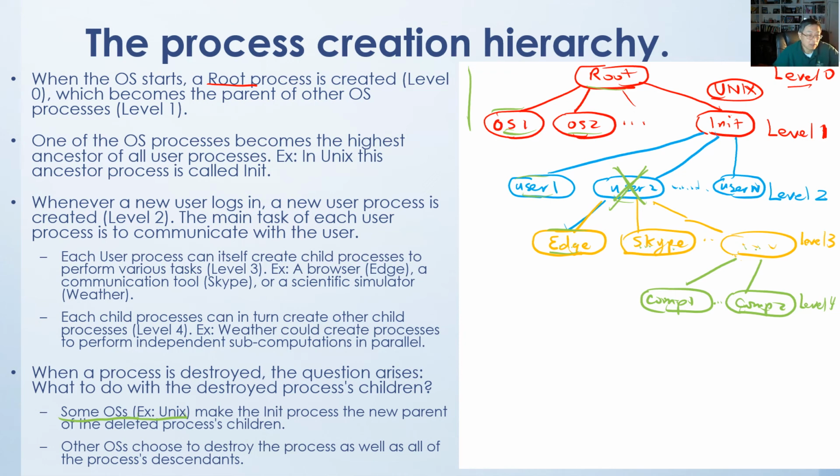Let me change the color again, back to the red color. So let's say this process is destroyed. It's not there anymore. Now, the Edge used to point to user process 2, but now it's going to be rerouted to the init, and also the Skype, and also whatever this other process is, will be rerouted to the init. So now the init becomes the parent of all these processes. That's what an operating system like Unix does.